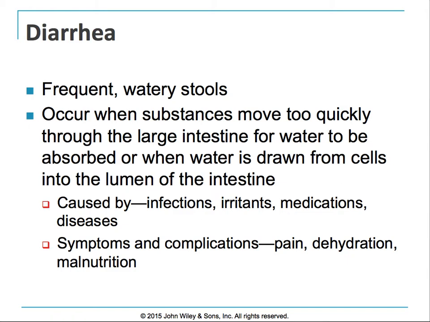Next, for complications, we have diarrhea. Diarrhea is characterized as frequent watery stools. It occurs when substances move too quickly through the large intestine for water to be absorbed, or when water is drawn down from cells into the lumen of the intestine. It can be caused by infections, irritants, medications, or diseases. Symptoms and complications of diarrhea include pain, dehydration, and malnutrition.